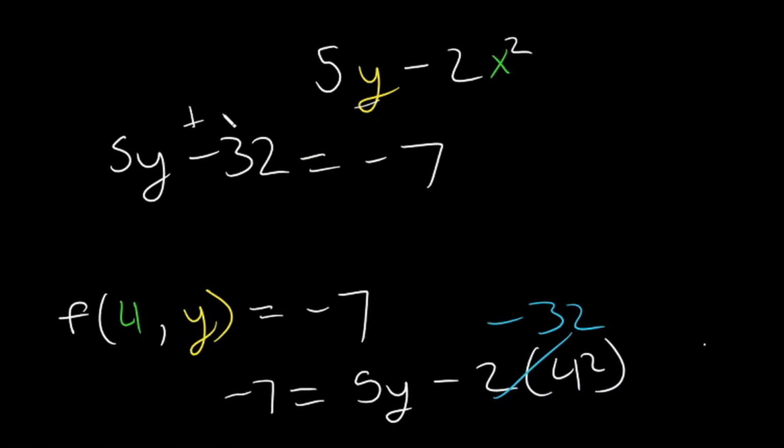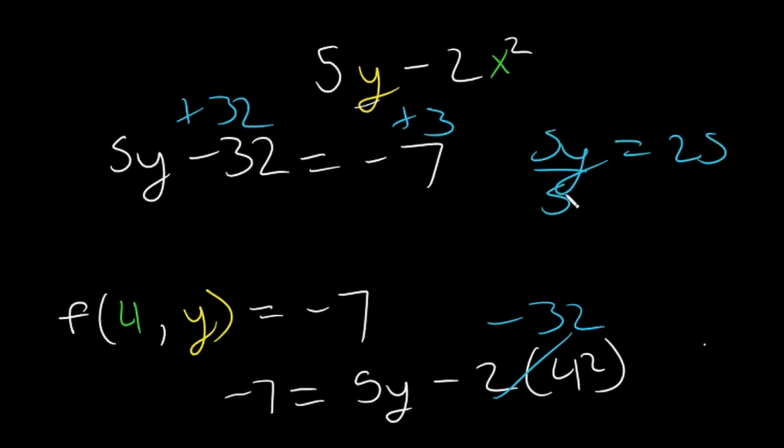We can add 32 to both sides, and we get 5y is equal to 25. Divide by 5, and we would get y is equal to 5.